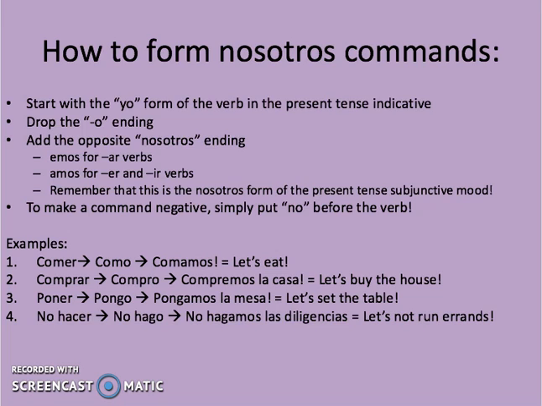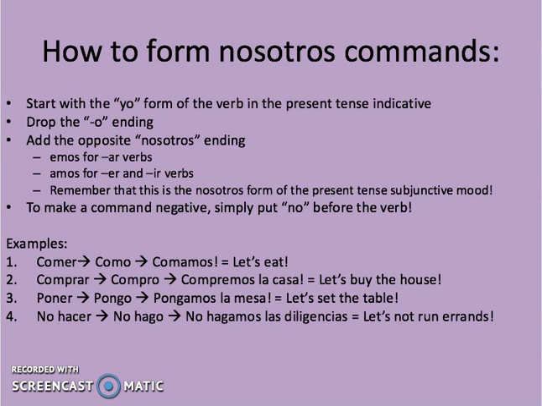To form a Nosotros command, you will first need to start with the yo form of the verb in the present tense indicative. Second, be sure to drop the o ending. And third, add the opposite nosotros ending. You will add -emos for AR verbs, and you will add -amos for ER and IR verbs.